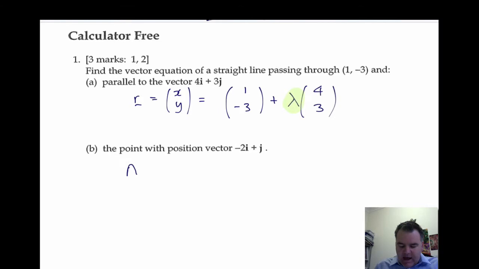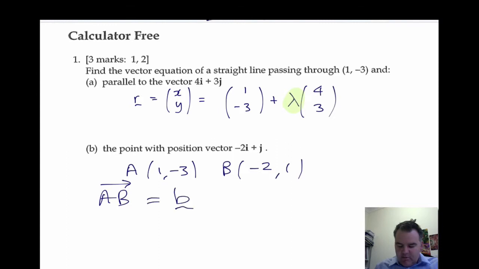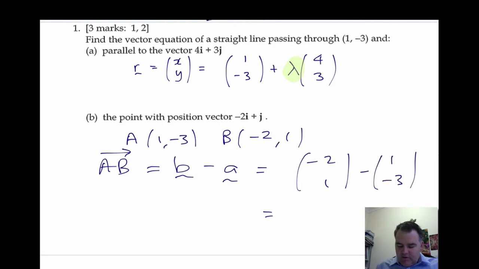If I say A is the point (1, -3) and B is the point (-2, 1), then I want to know what direction this line is going in. So remember this formula: (-2, 1) minus (1, -3). That gives me -2 take 1 is -3, and 1 take off -3 is 1 plus 3, which is 4.